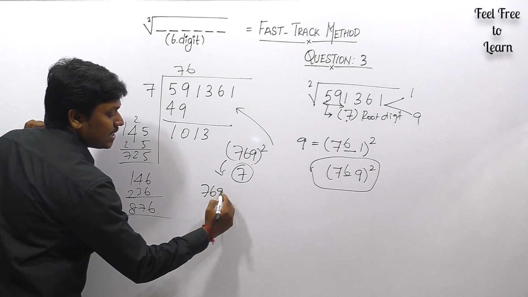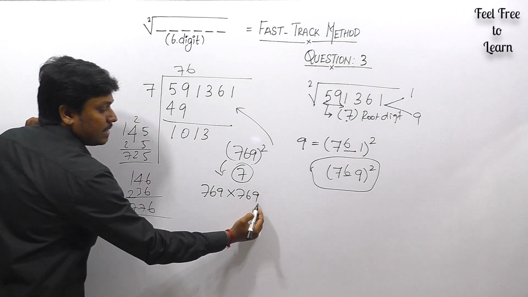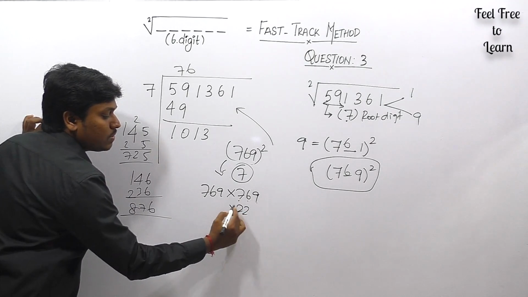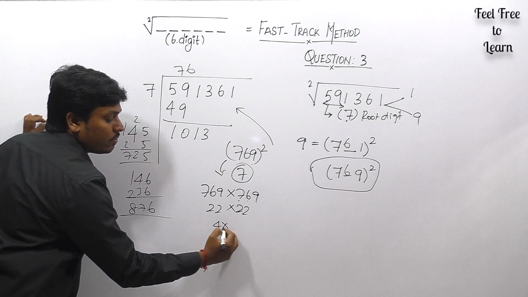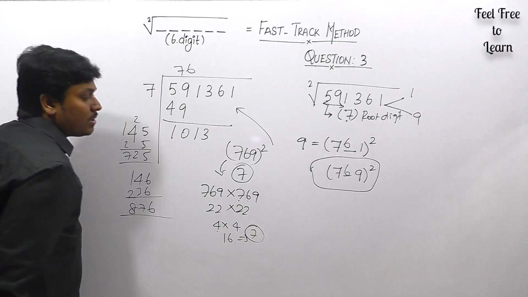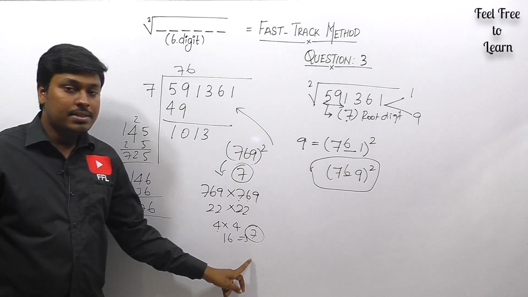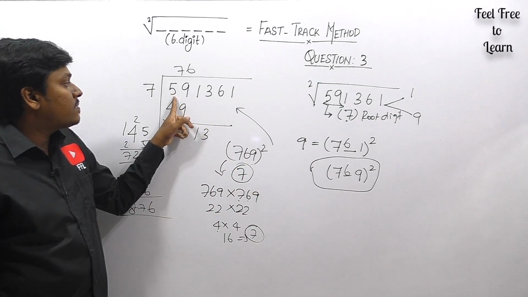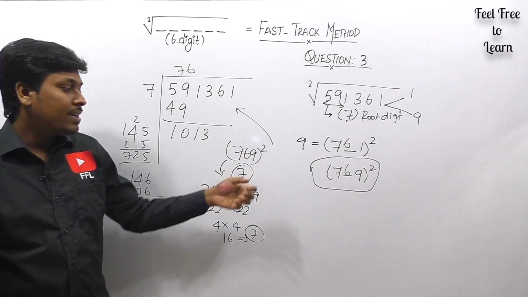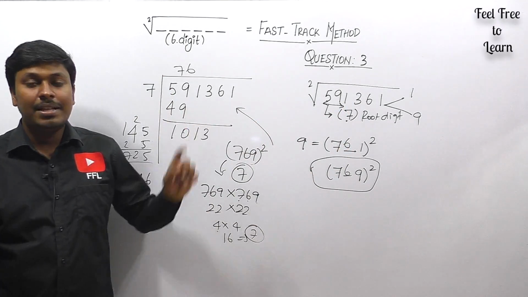So 769 into 769, right? 9 plus 6 will be 15, 15 plus 7 will be 22. So 22 into 22, 2 plus 2 will be 4, 4 into 4 will be 16, 6 plus 1 will be 7. So 769 square root digit is 7, and we already know that the answer is 591361, and this number's root digit is 7. So definitely 769 square will be the answer for that question.